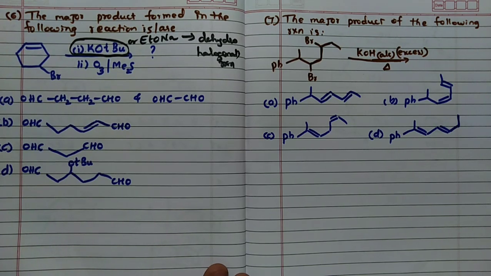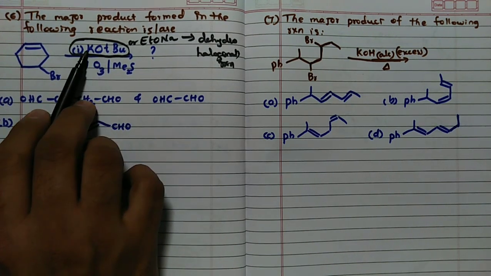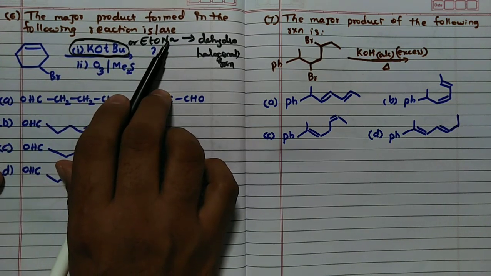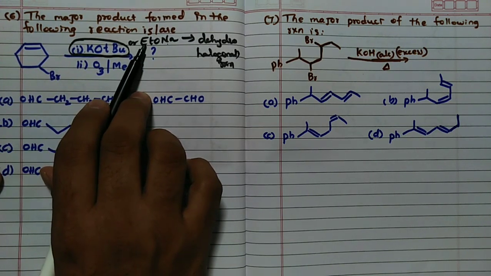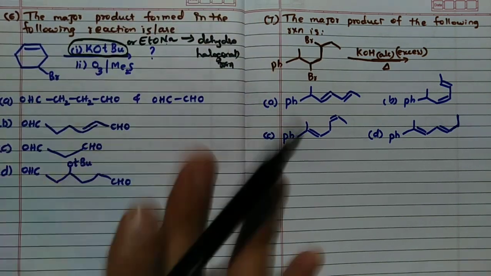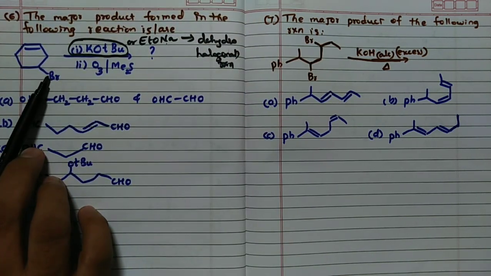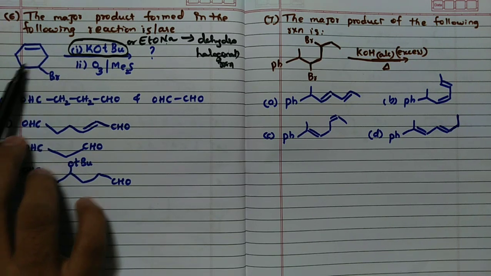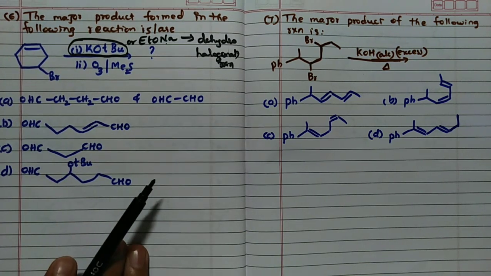Alcoholic KOH, what is the meaning? That potassium or sodium salt is going to form with the alcohol. Hence remember tertiary butyl alcohol with KOH, sodium with ethyl alcohol, like that. So this is a dehydrohalogenating reagent only. Now our thinking is very simple. This Br you have to remove, and hydrogen you have to remove from here or here. You have to make a double bond.